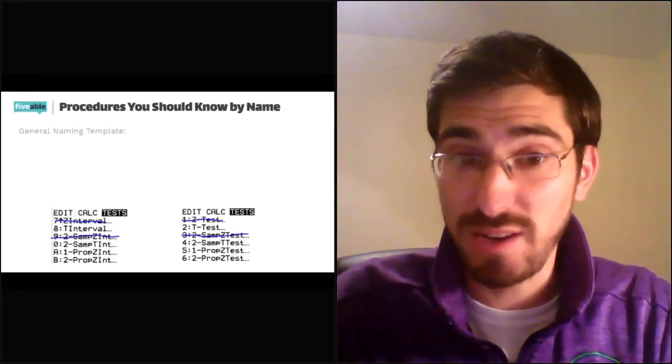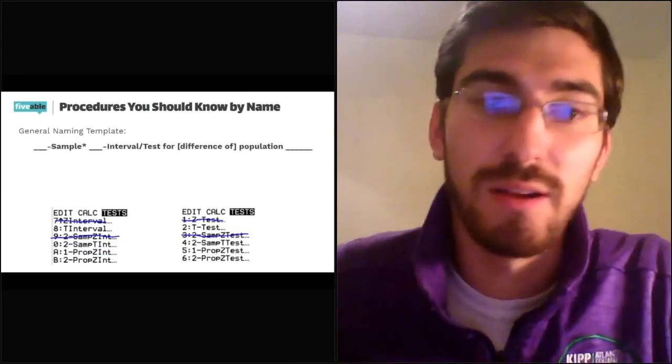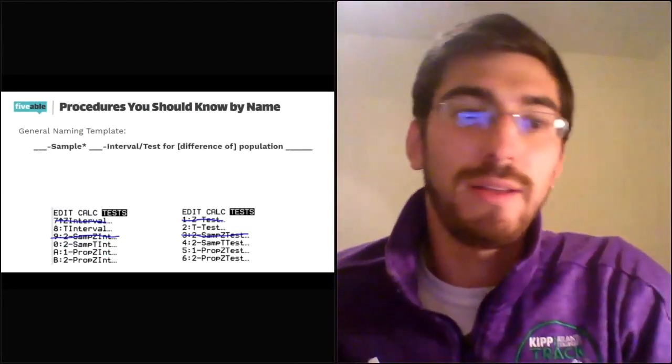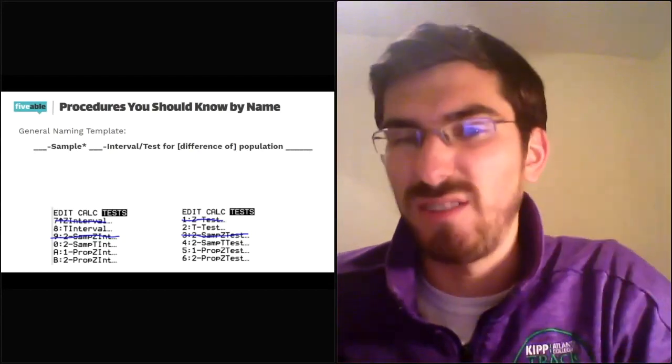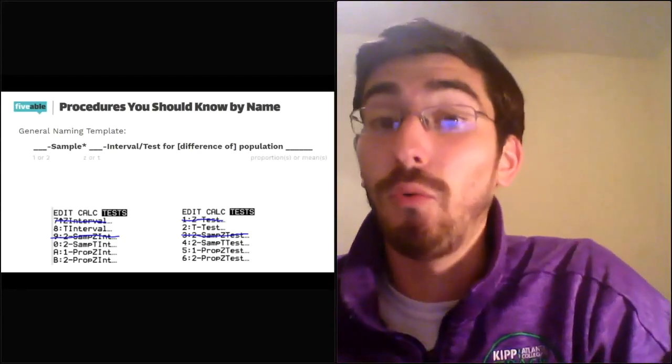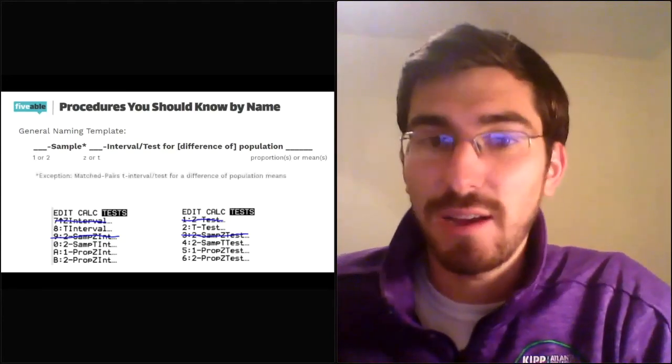The general naming template, when you are actually naming it as part of your setup, is blank sample, blank interval or test for a difference of, if it's a 2-sample, population, whatever, proportions or means, with the exception of a matched pairs test. I feel like we're good to go.